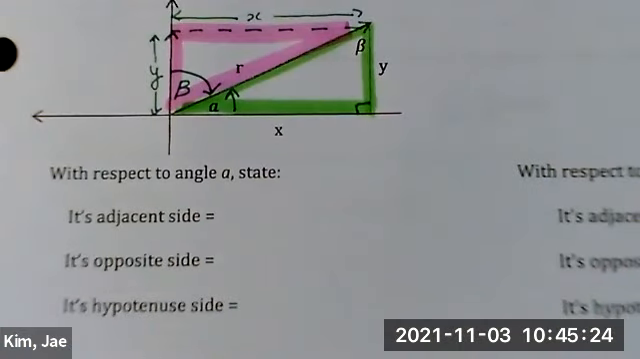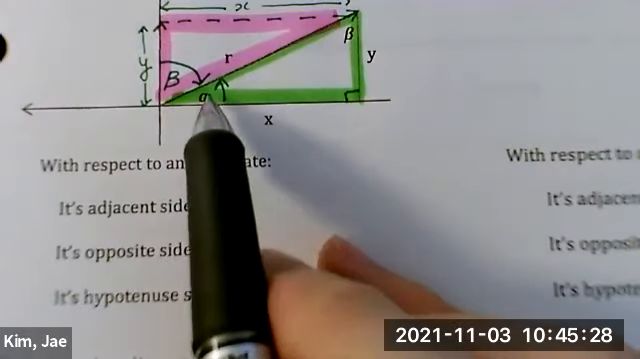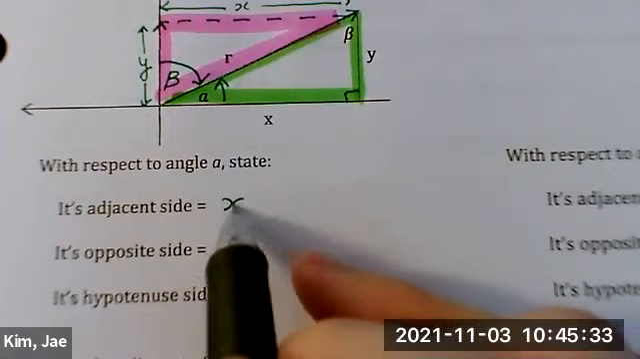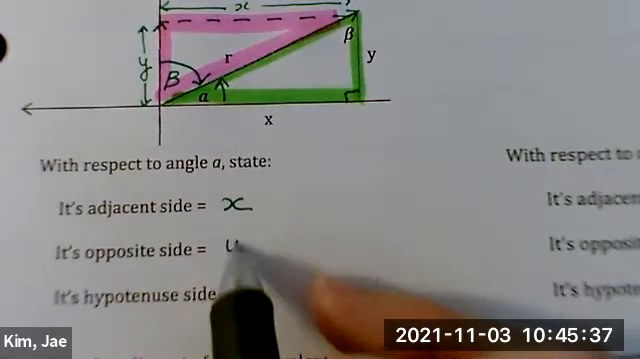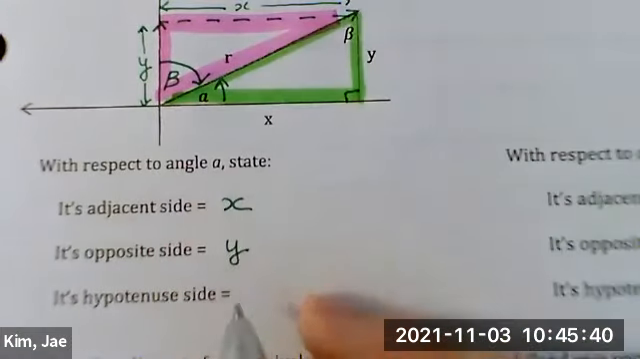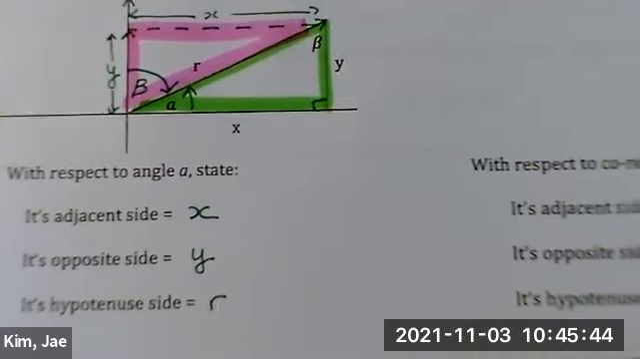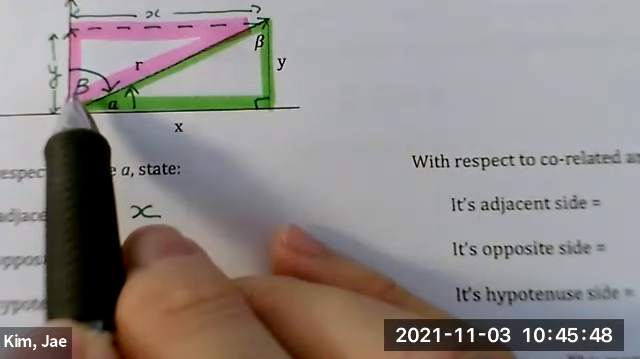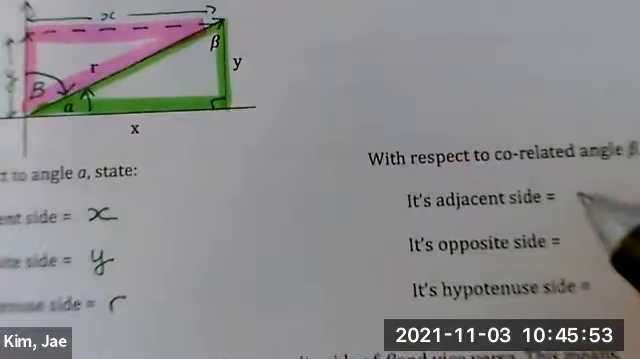Okay. Again, let's establish some things we already know. With respect to angle A, what is the adjacent side? X. With respect to angle A, what's the opposite side? Y. And what is the hypotenuse? R. With respect to angle beta, angle B, what's the adjacent side? And then, next one? And then R.